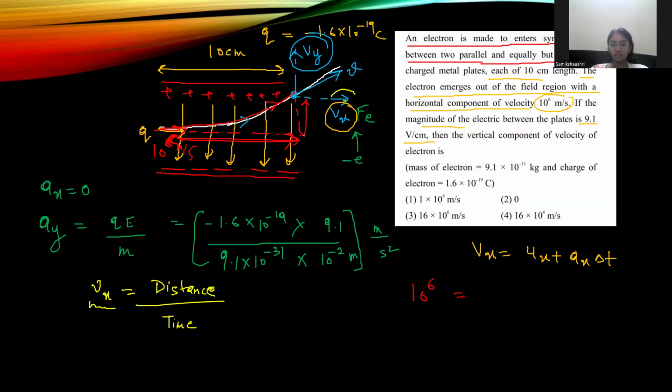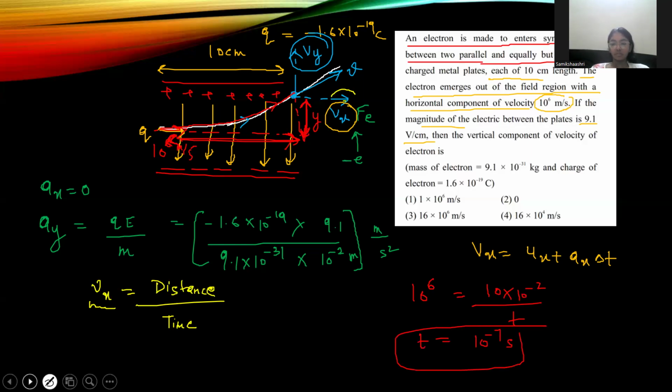In y we are not supposed to calculate, because I will explain. First calculate how much time. The time which I am calculating: in this time it will travel x, and in the same time it will travel this y. In the same time it will reach and gain Vy. So this is 10 centimeter, convert into meter. You will get a time. Time will be how much? 10 to the power minus 7. So they are asking Vy.